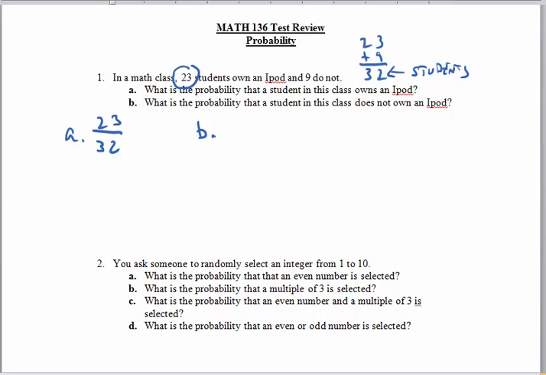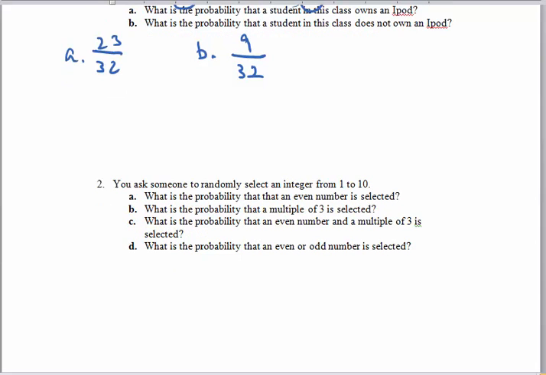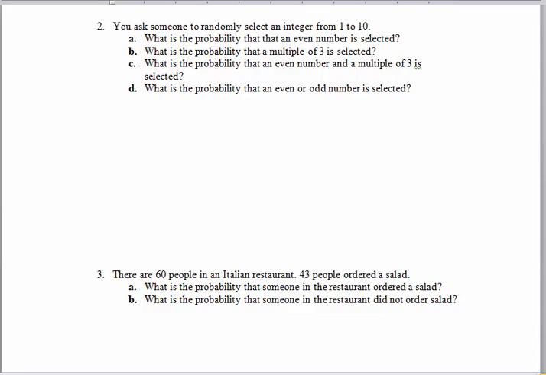Alright, and then B, what's the probability that a student in this class does not own an iPod? Well, right here it says 9 do not own the iPod, so this would just be 9 out of 32. And of course those two values, 23 out of 32 and 9 out of 32, have to add up to 1 because they're complements of each other. So A was the probability that a student owns an iPod, B was the probability that the student does not own the iPod. When you add those two probabilities up, they must add up to 1, which they do.